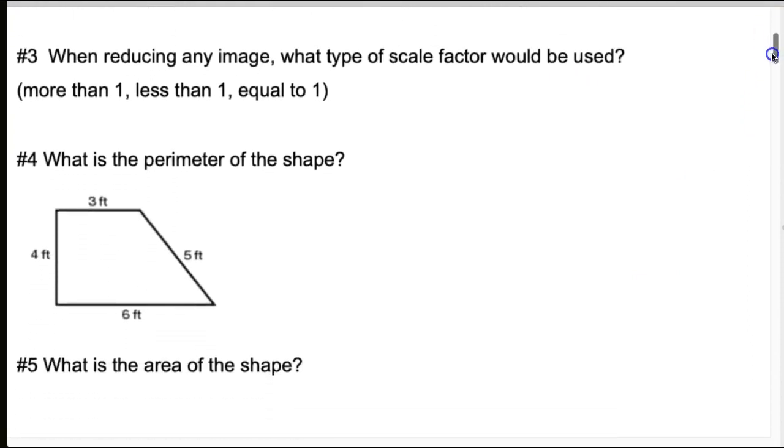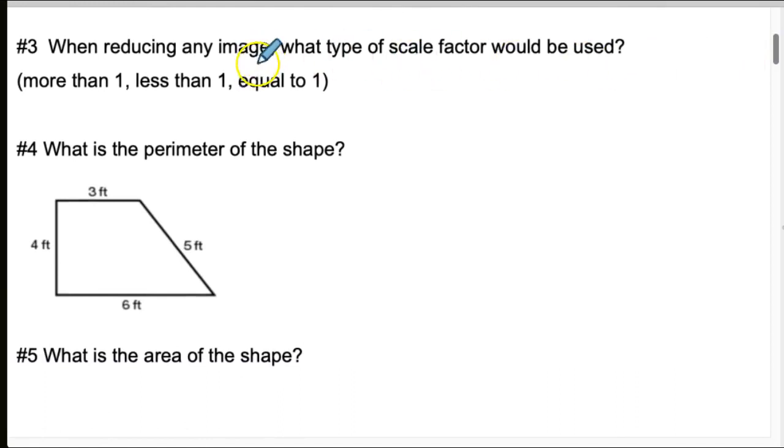Number 3. When reducing any image, what type of scale factor would be used? So reducing means getting smaller. If I'm going from one shape to another shape and it gets smaller, is that going to be a scale factor that's more than 1, less than 1, or equal to 1? If it's more than 1, that means the shape is going to go like twice the size or 3 times the size. Less would be a fraction of the size, and equal would be the same size. If we're reducing, that means it's going smaller, so it will be a fraction of the size, so less than 1.